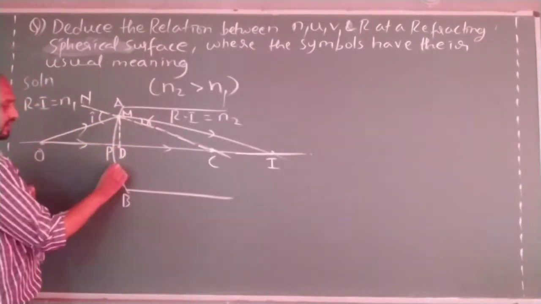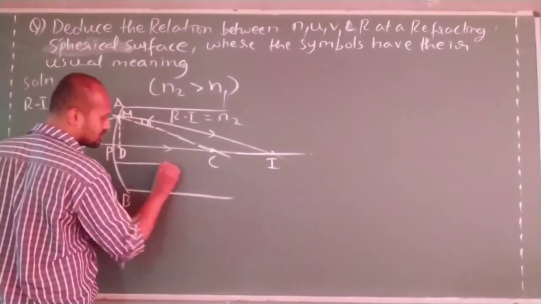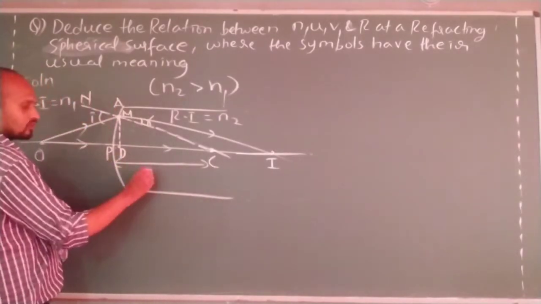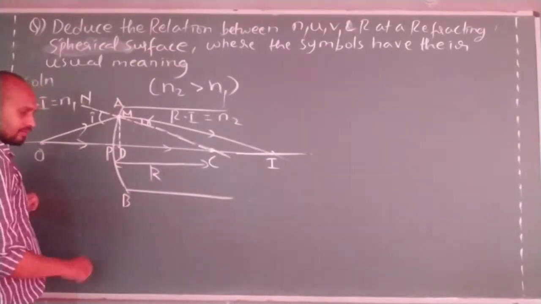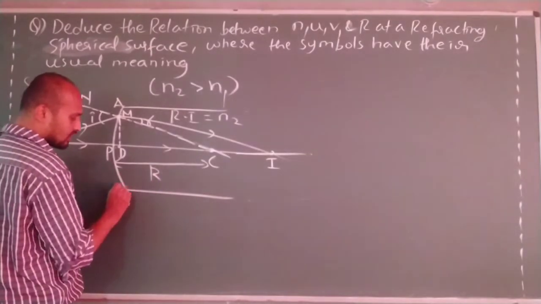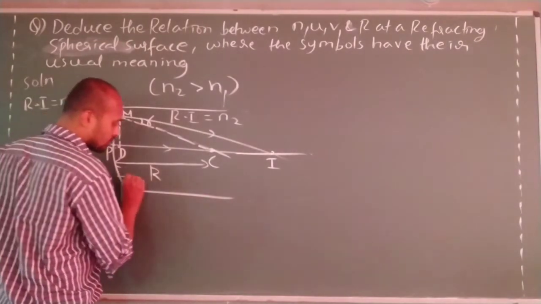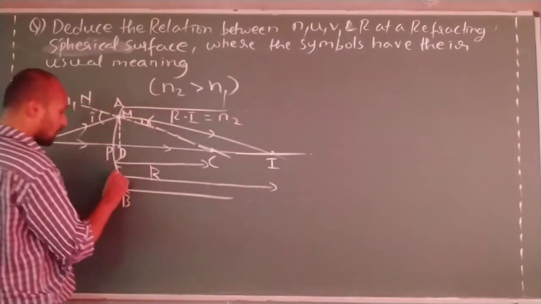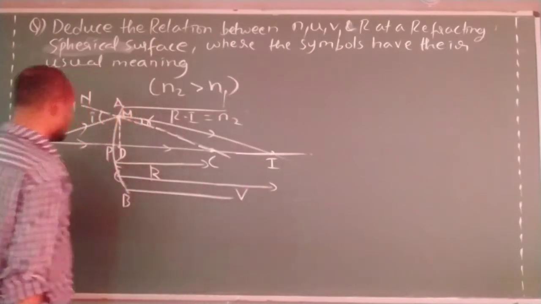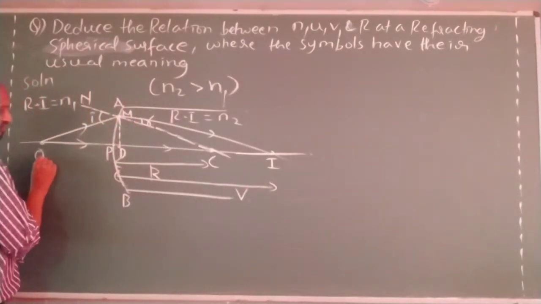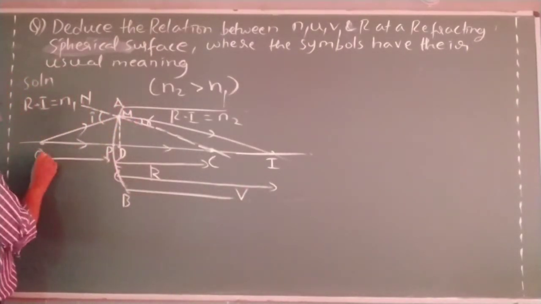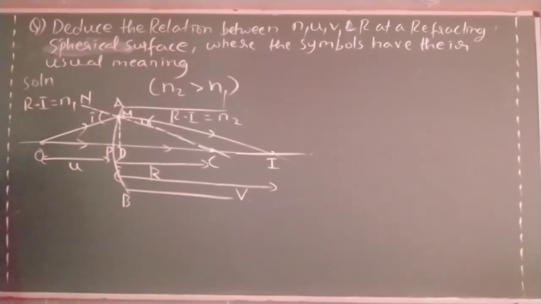Now see here, whatever distance you measure from center of curvature to pole, I call R. Whatever distance you measure from image to pole, we call image distance. Whatever distance you measure from pole to object, we call object distance. Are you getting that?